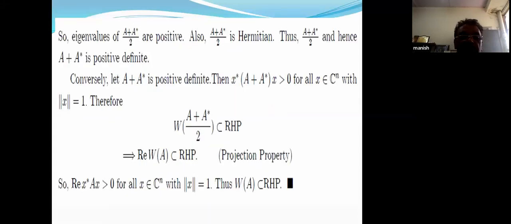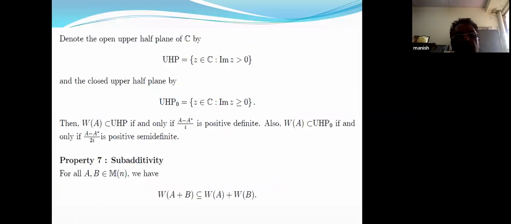Conversely, if A plus A star is positive definite, then the numerical range of (A plus A star) by 2 is in the right half plane. Its real part, by the projection property, is also in the right half plane. So when the real part of the numerical range is in the right half plane, then the numerical range itself is in the right half plane.